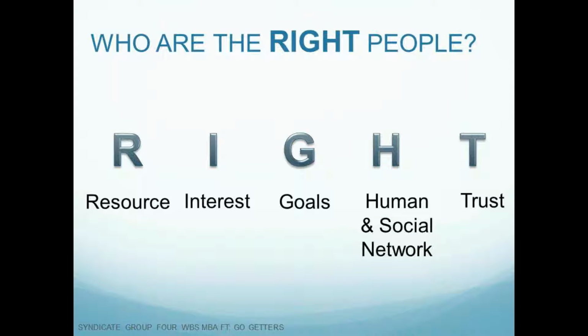In his book Good to Great, Jim Collins mentions that the old adage, "people are your most important asset," is wrong. People are not your most important asset, but rather the right people are. The right people have the relevant qualifications, show interest in the company, and their goals are aligned with those of the company. Further, they should have human and social network ability and must be trustworthy.